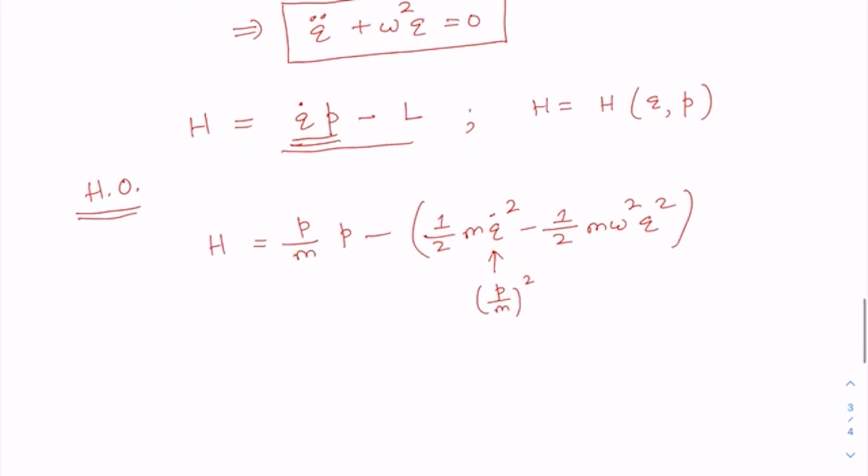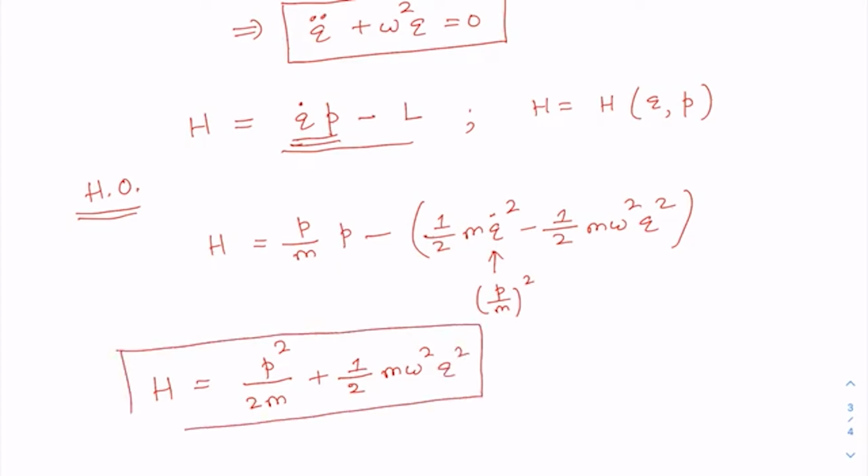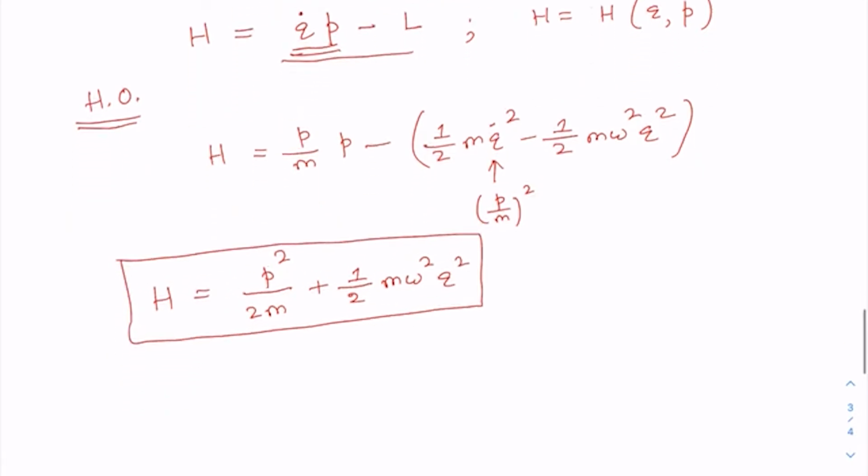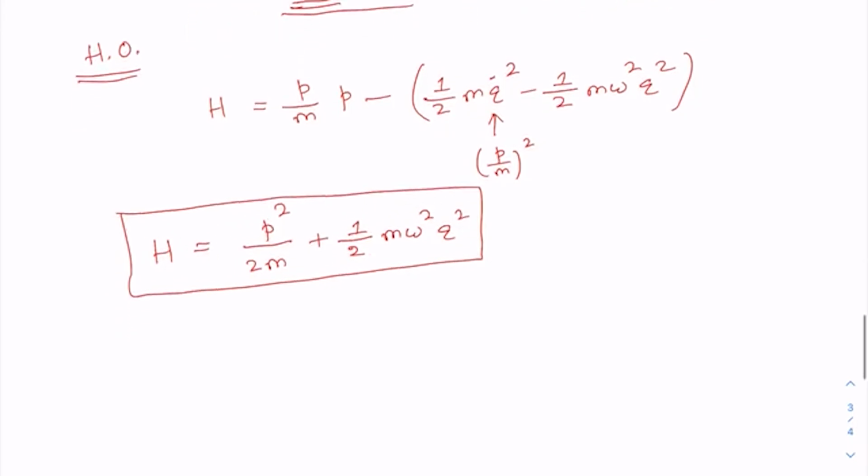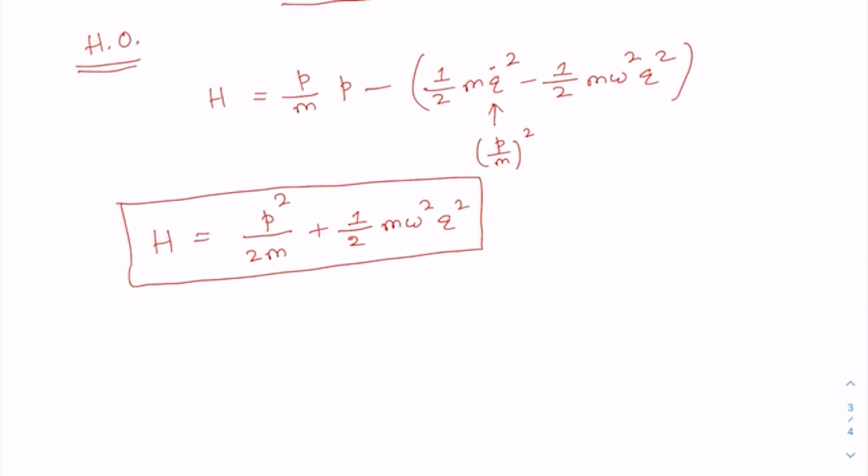So if I do the maths, it is very easy to see that I am going to get this familiar form of the Hamiltonian for the one-dimensional harmonic oscillator, p square by twice m plus half m omega square q square. So this Hamiltonian, we are now expressing it in terms of the variables q and p. This Hamiltonian satisfies the so-called Hamilton's equation of motion, and these variables q and p are called canonically conjugate variables.